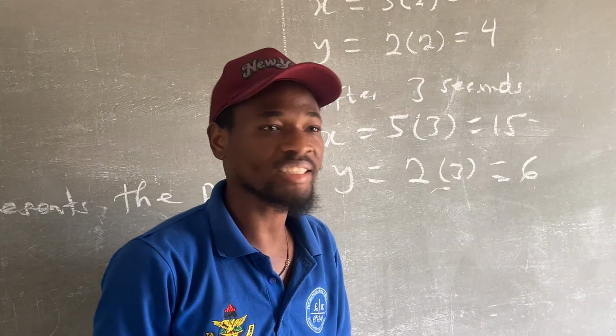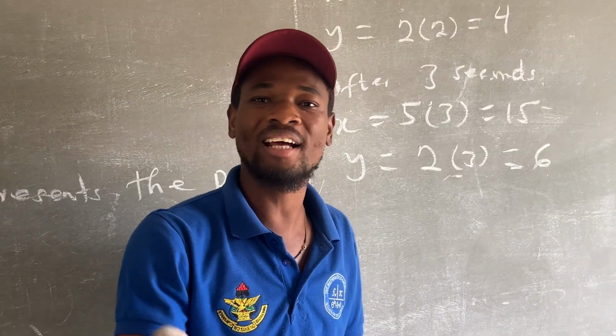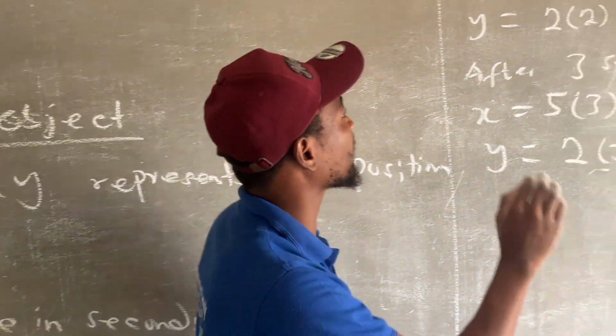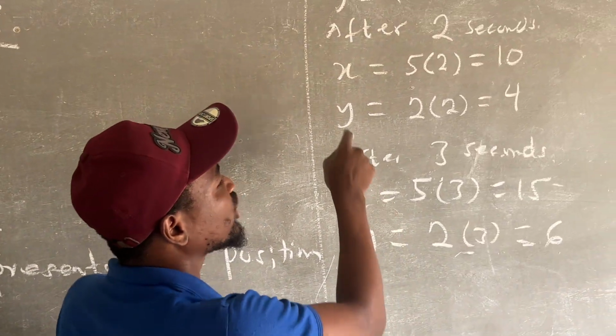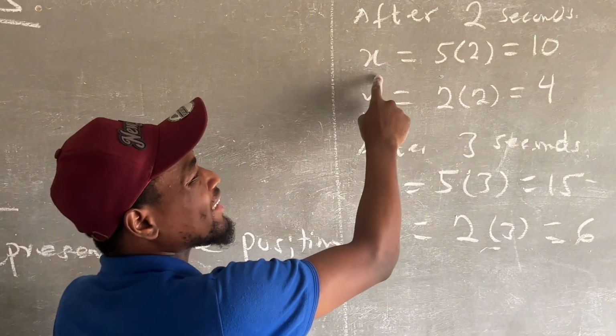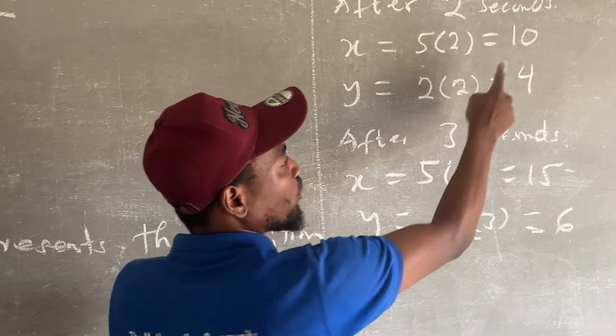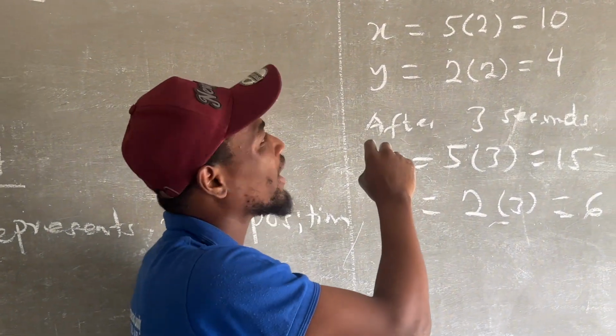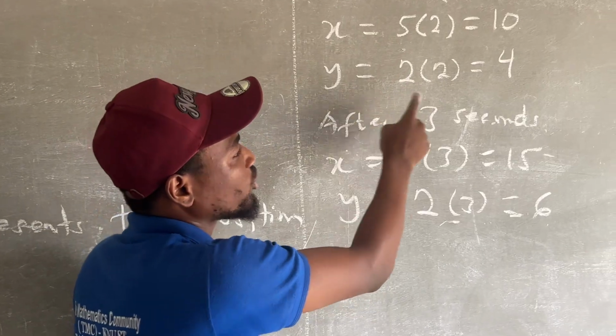So now, viewers, parametric equation helps us to understand that. Look, at position, let's come here. So let's say at position x, after time t, what do we have? We have the answer to be equal to 10. So let's say after time t, y is also equal to what?